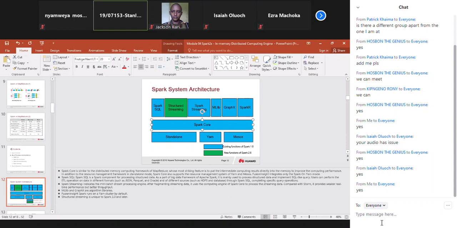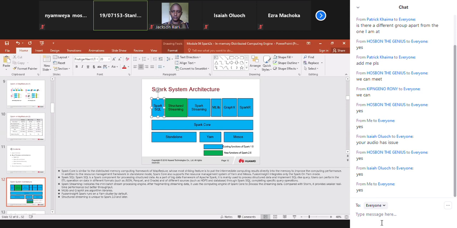We're going to see, then we have Spark SQL. What is this? Now, Spark SQL is a Spark component for processing structured data. A part of the big data framework of Apache Spark, it is mainly used to process structured data and implement SQL-like queries. Again, users can perform ETL operations, which is extract, transform, and load, on data in different formats and from different sources.